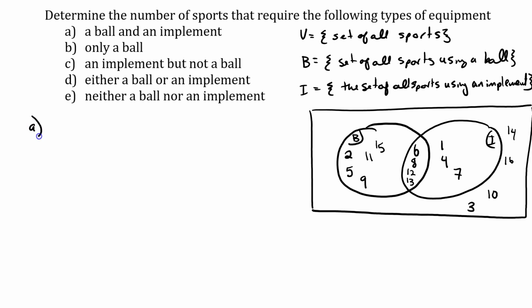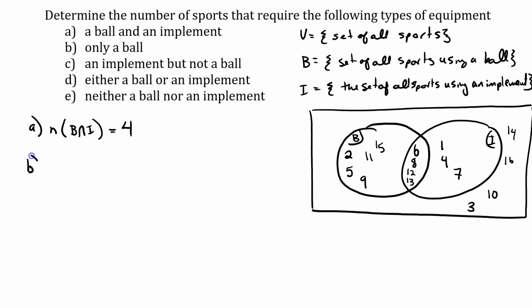A. The number of elements in the section that have a ball and an implement. So they must have both. The way that we would denote it is the number of elements in B union, oh sorry, not union, it should be intersection I. So that is this right here. That's where they intersect, and we can just look at it. There are 4 elements there.